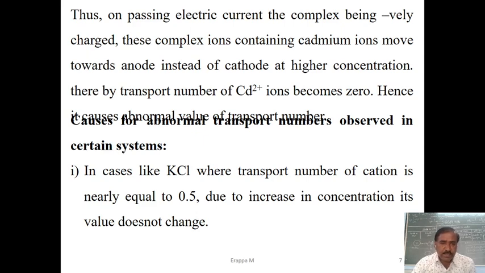In addition to this, another example is KCl, where the transport number of the cation is nearly equal to 0.5. Due to increase in concentration, its value does not change. That means in case of potassium chloride, the transport number of K plus ion is equal to the transport number of Cl minus ion, that is 0.5 and 0.5. Due to increase in concentration, its value does not change.